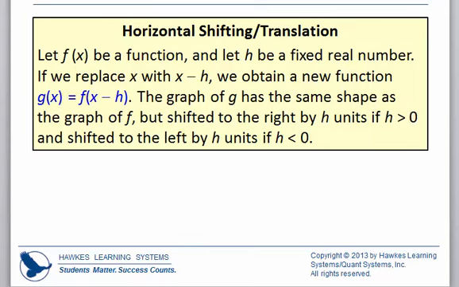The graph of g has the same shape as the graph of f, but shifted to the right by h units if h is greater than 0, and shifted to the left by h units if h is less than 0. Essentially, what this is telling us is that if we take a function, say we take the square function, and we replace the x with x minus h.